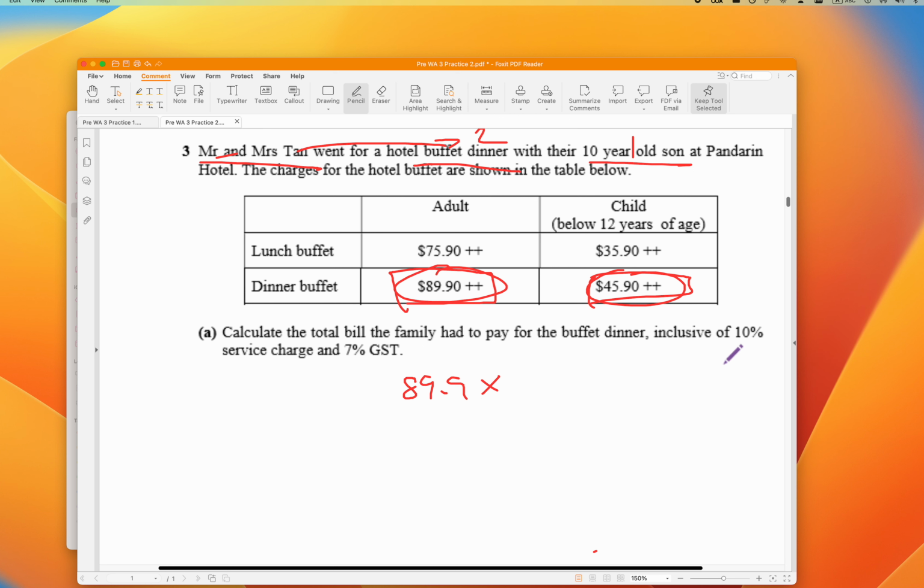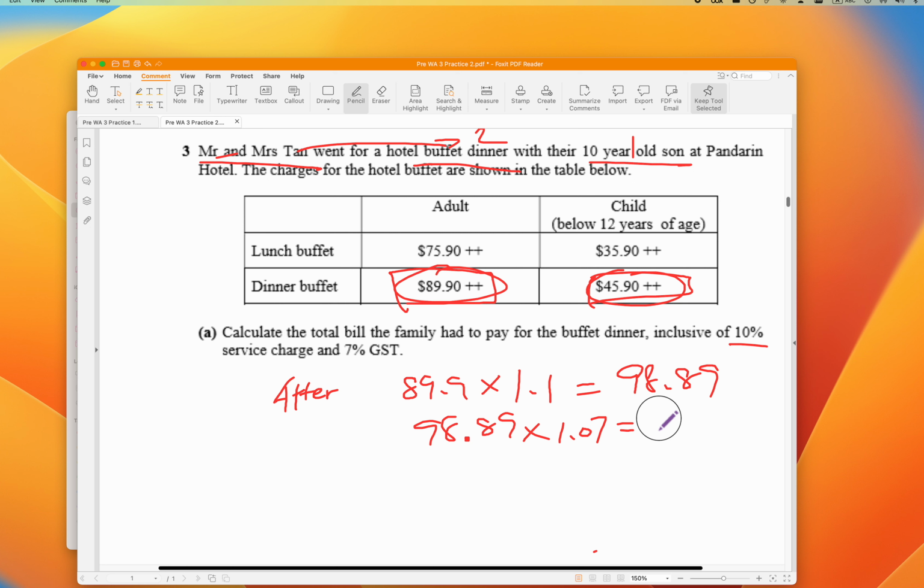Okay. So that means you have this 89.9. You need to add the 10% to it. It's 1.1, right? So you get a what's this? Can you give me the number? 89.9 times 1.1. 98.89. Okay. Then this 98.89 you need to times the 1.07. So this is after service charge. 105.8123. So like I say, you round, right? Down. Then this is for adult, the total, right?